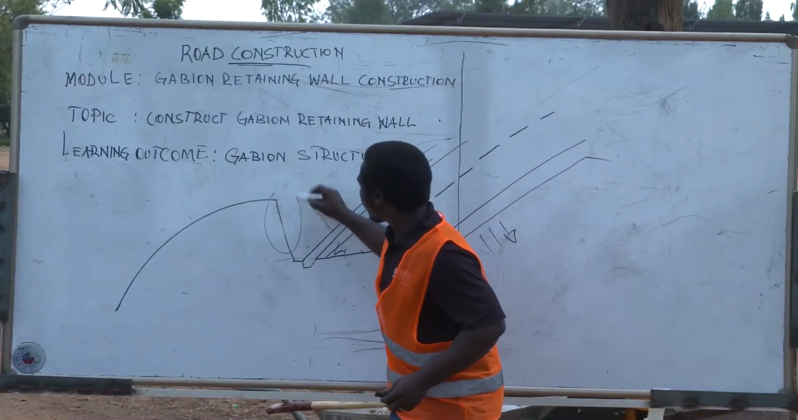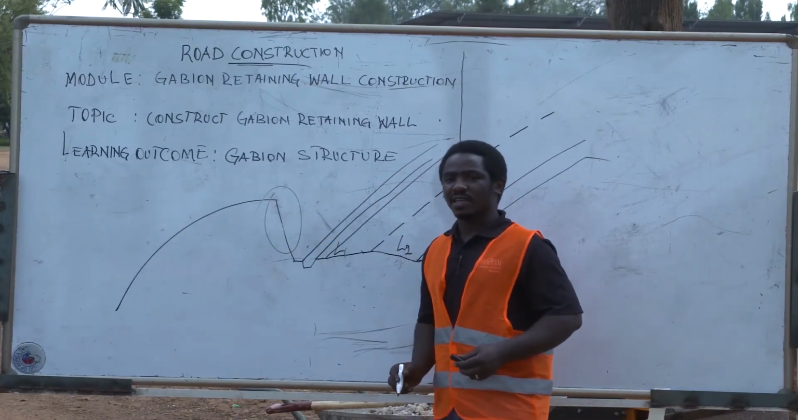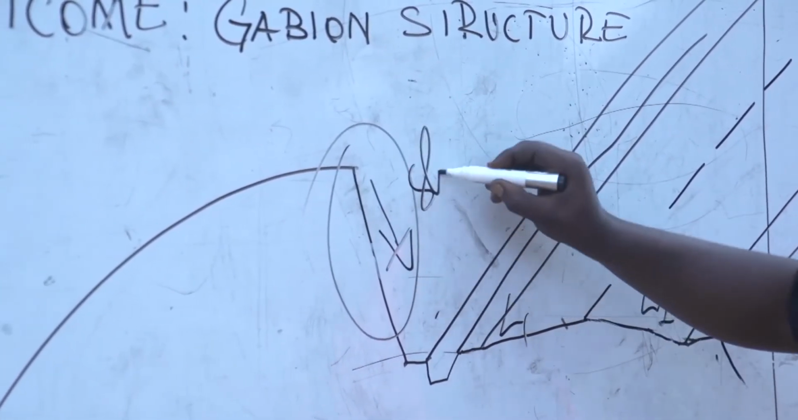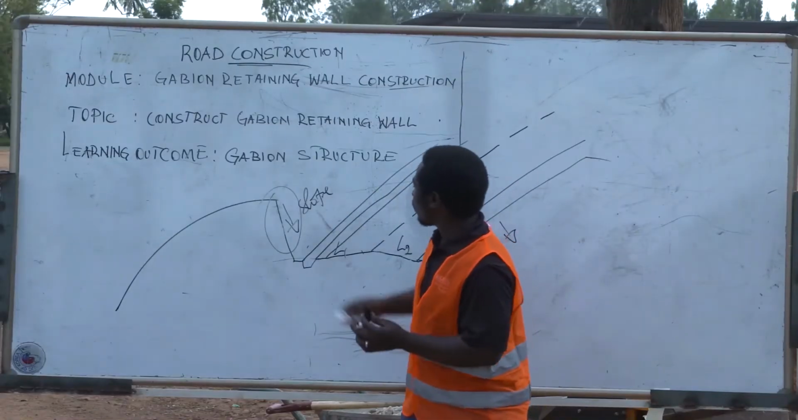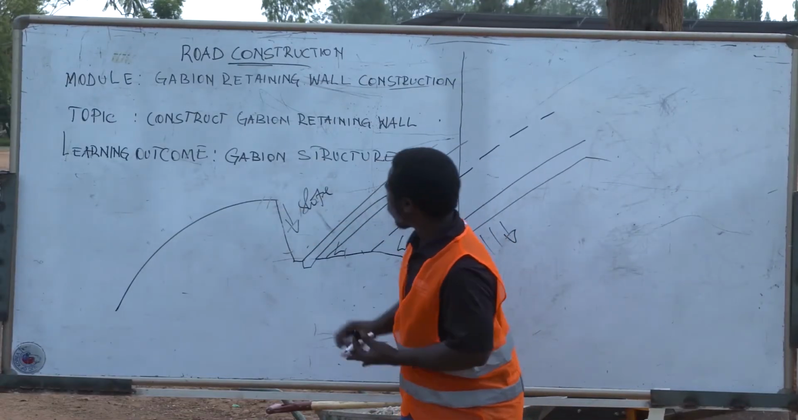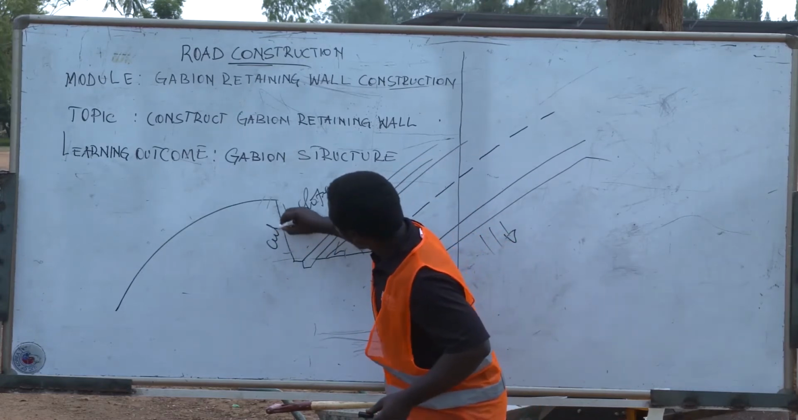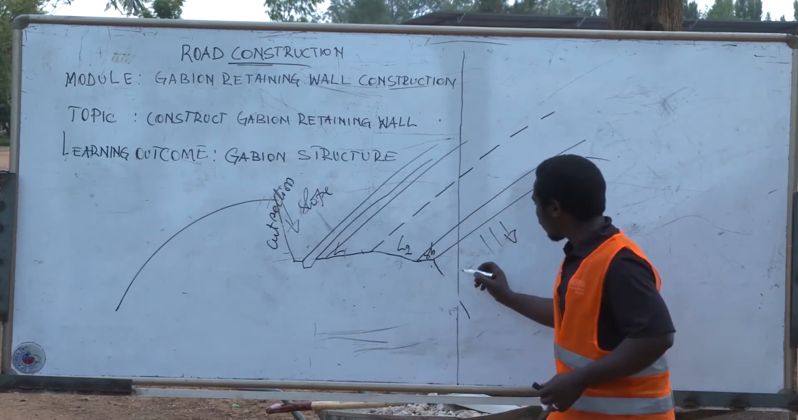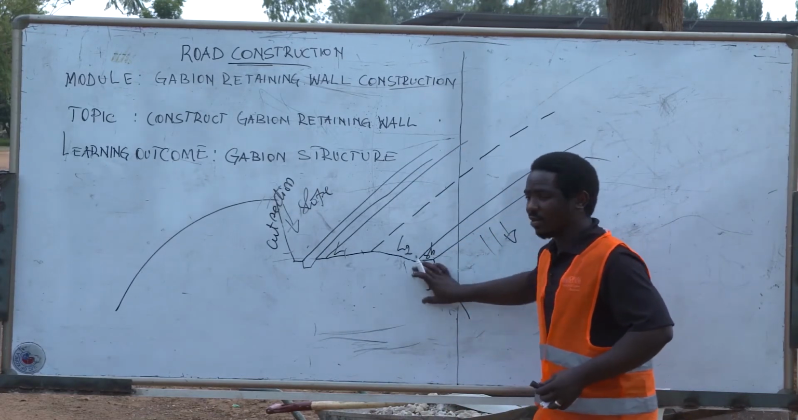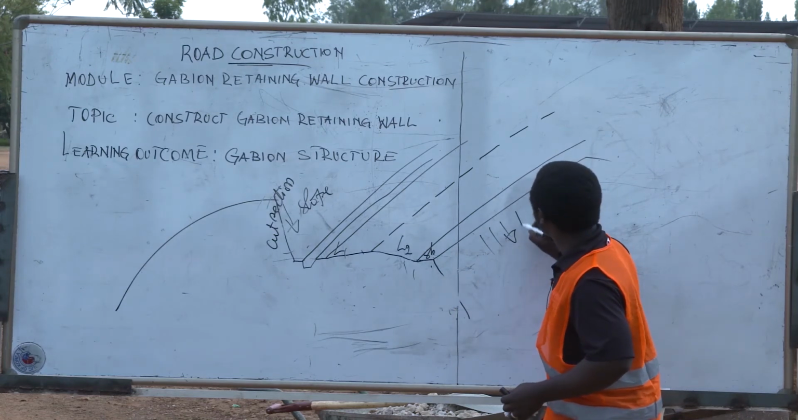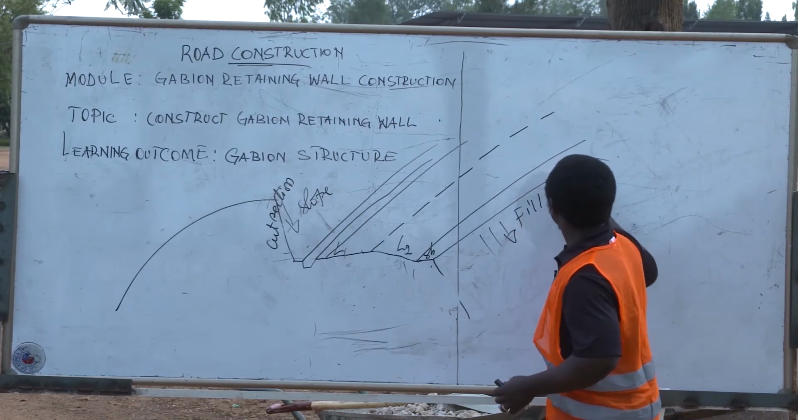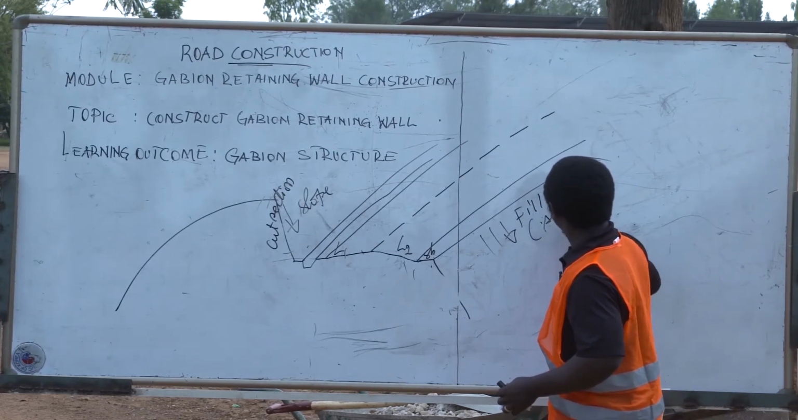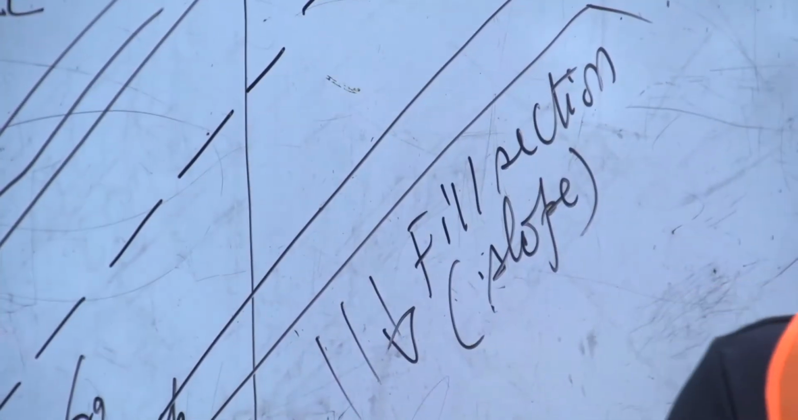And as you are seeing here, we are having the cut section. On our cut section, of course, this is on the slope. This is slope on the cut section. So here it is called cut section. And here we are having fill section where we have filled soil, you remember? So this one will be called fill section. So it is also our slope. This is on the slope.